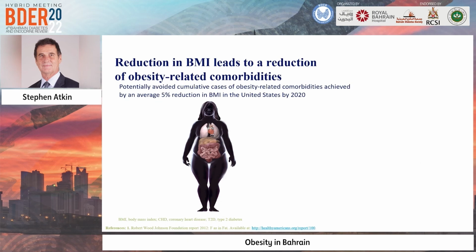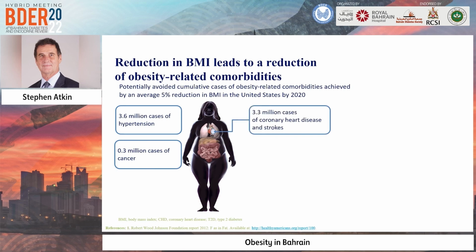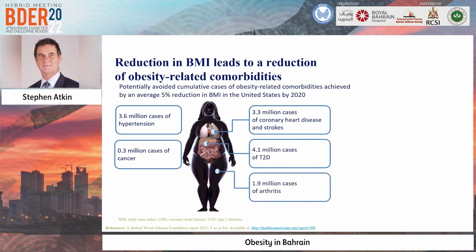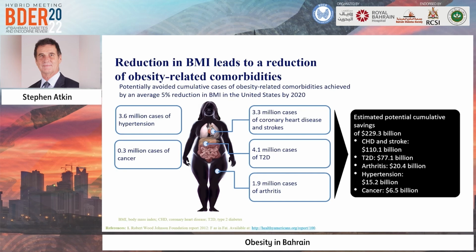Put it another way, if you look at the reduction in BMI causing a reduction in obesity-related comorbidities, so if you lose 5% of your body weight, and this is estimated in the United States, then you reduce 3.6 million cases of hypertension, 1/3 million cases of cancer, 3 million cases of coronary heart disease and strokes will be reduced, and there will be a reduction of 4.1 million cases of type 2 diabetes and 1.9 million cases of osteoarthritis. And overall, by that 5% reduction in body weight, the overall potential cumulative savings to the health system in the United States is $229 billion. Huge reduction that would benefit the healthcare system.